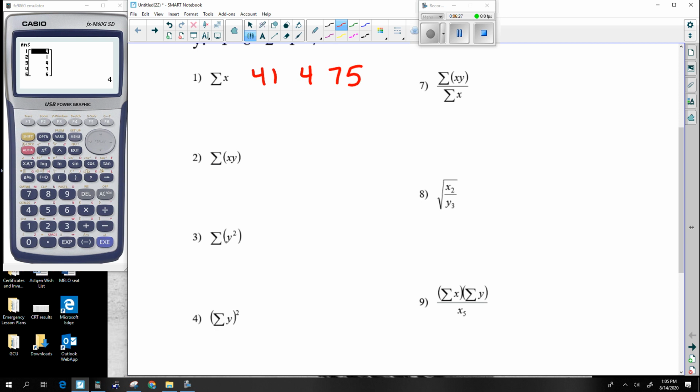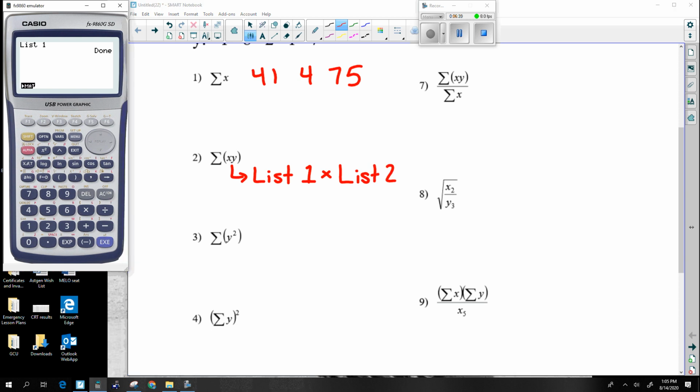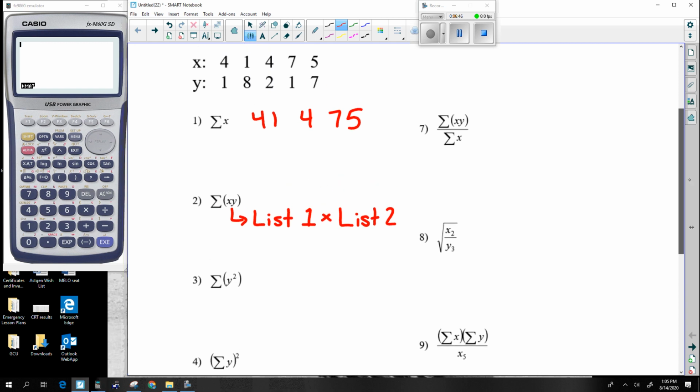For number 2, that would be x times y. So in calculator speak, x times y. And what that will do is take the numbers of x and multiply the individual numbers by y. Just knowing what I know, these answers should be 4, 8, 8, 7, and 35.